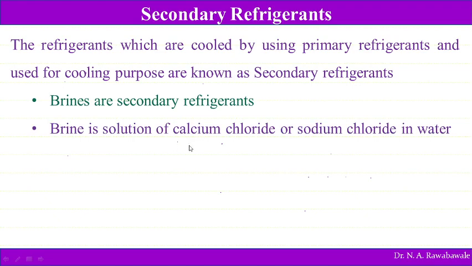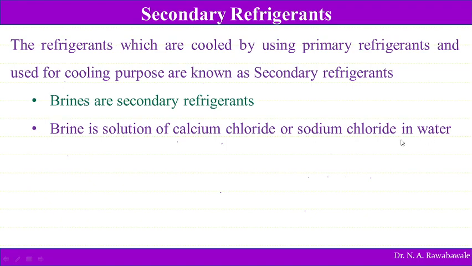Brine is a solution of calcium chloride or sodium chloride with water. So calcium chloride plus water or sodium chloride plus water is known as a brine. But generally this brine has chemical reactions with the metals and it corrodes the metal, so it is sometimes avoided. So what happens here, the freezing point of water is 0 degrees Celsius, say.